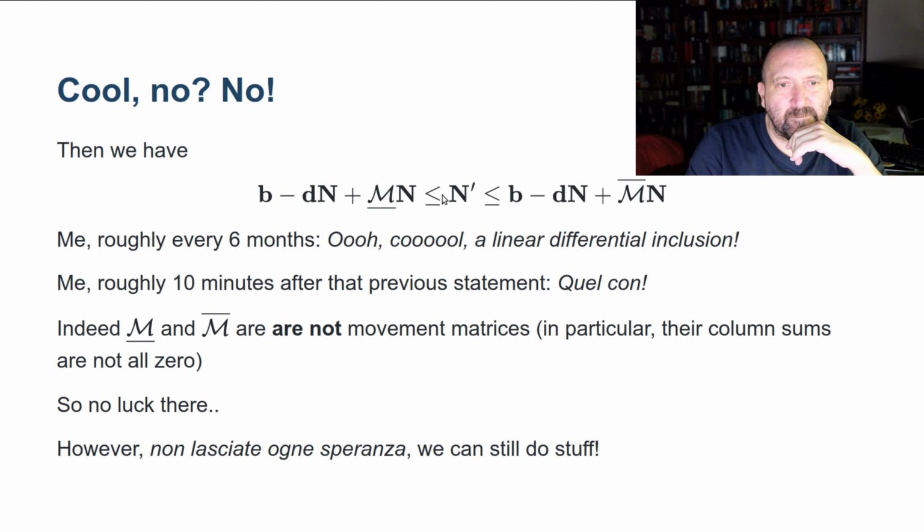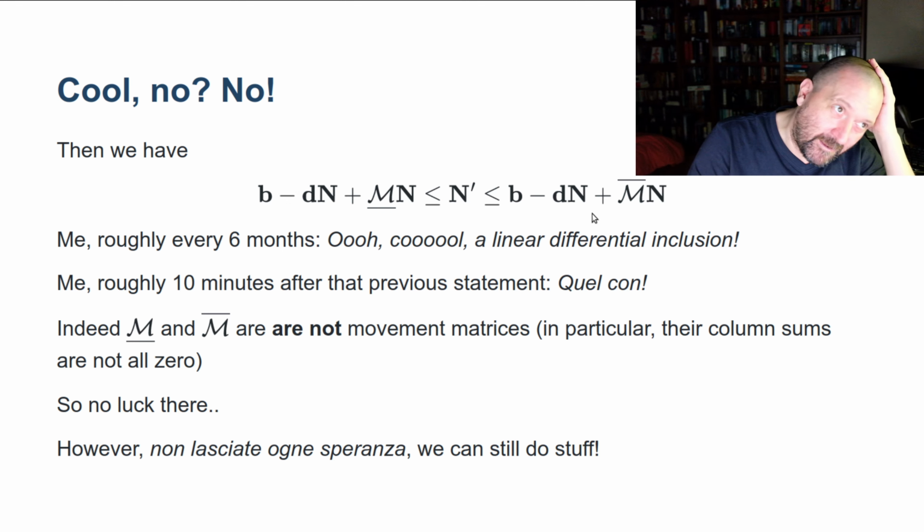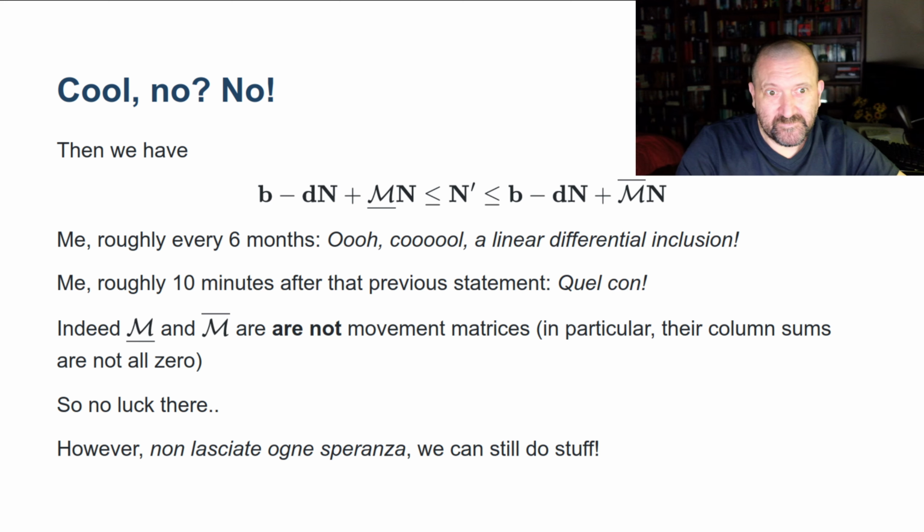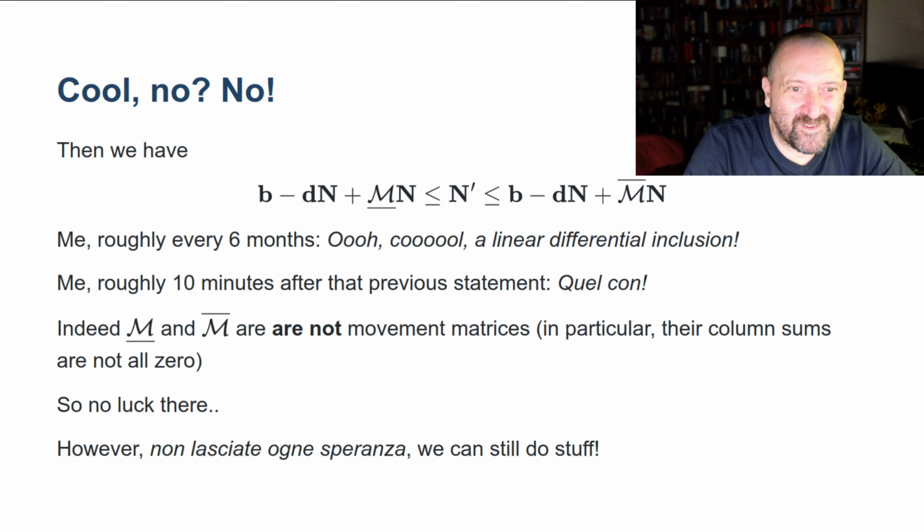And these are linear systems. This is a differential inclusion, okay? Essentially, n prime belongs to this interval. And so every roughly 6 months, I run into this and, oh my gosh, a linear differential inclusion. I'm going to be able to solve this and get a behavior for n prime because it's bounded above by this and bounded below by this.